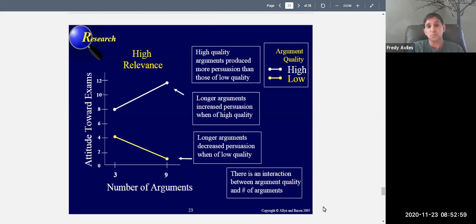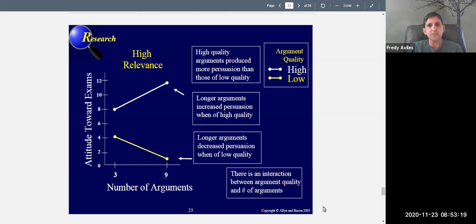You can see the lines are spread out. That means there's a main effect of argument quality. Isn't that interesting? When you're told this is going to affect you, when you're told you're going to have to take these exams, all of a sudden, if it's a better argument, it's more persuasive than if it's a worse argument. Now it matters. Why does it matter?